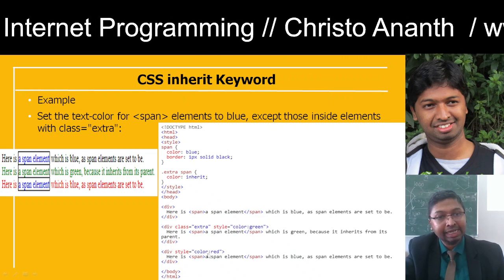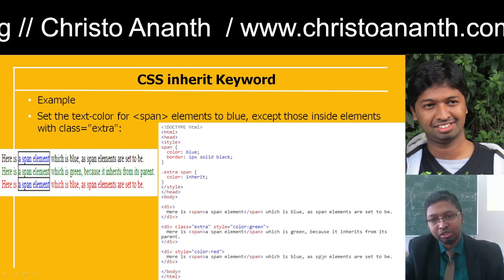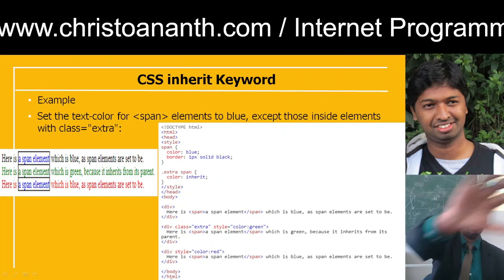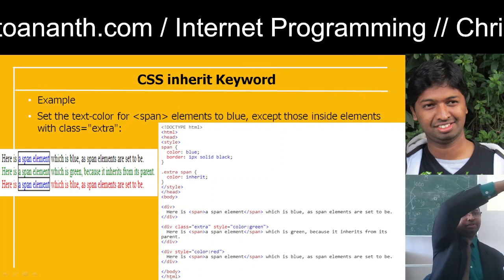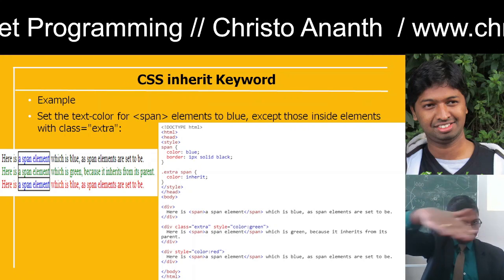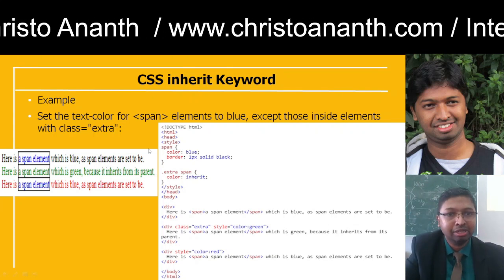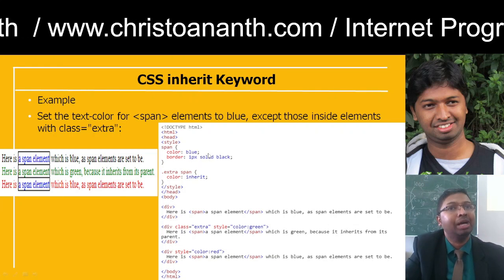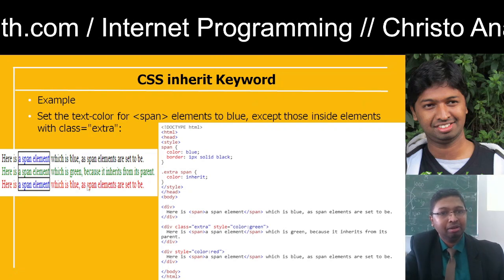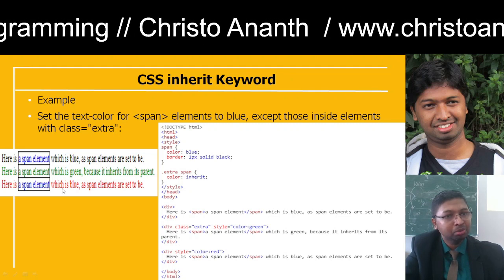Then div style color red. Here is a span element, which is blue, as span elements are set to be, close the div, close the body, and close the HTML. So here, if you can see, first one black, next one green, next one red. So this is what is being displayed. If you can see the border, it is solid black, which means the box is black in color. But for this one, whatever you have specified, it is blue.